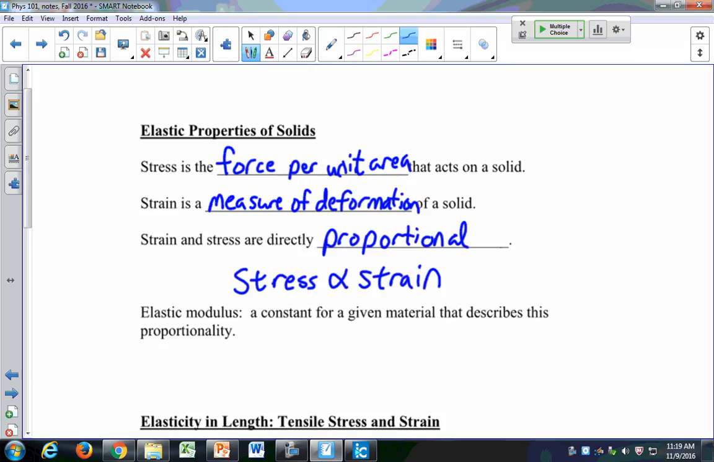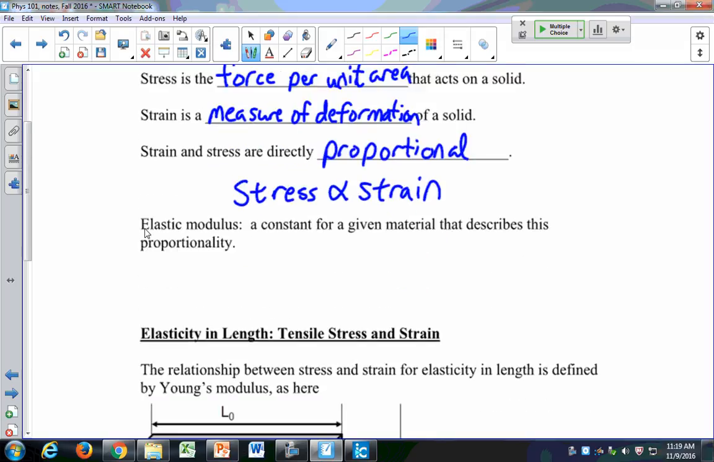If you put too much stress, then you'll exceed the object's ability to change shape, and you'll break the bone or whatever. The elastic modulus is a constant that describes how the stress is related to the strain: stress equals the elastic modulus times the strain. We'll use this only in one dimension, but you can also find them in two and three dimensions.